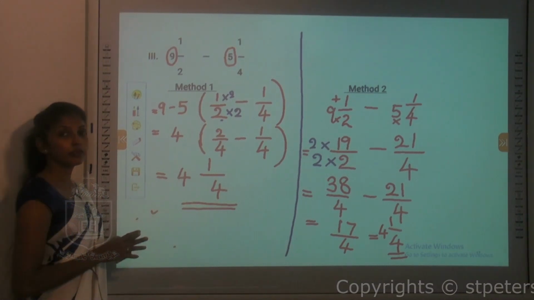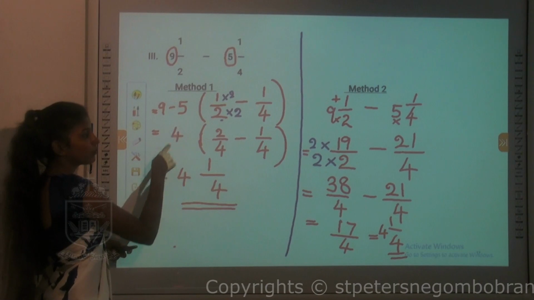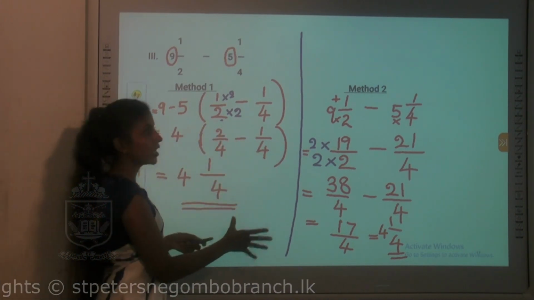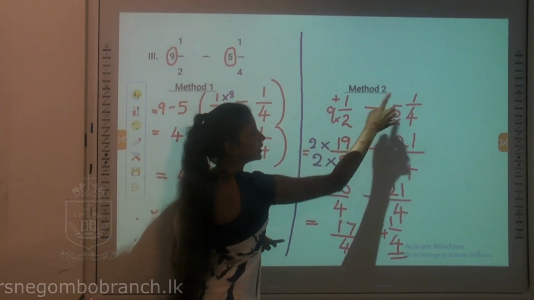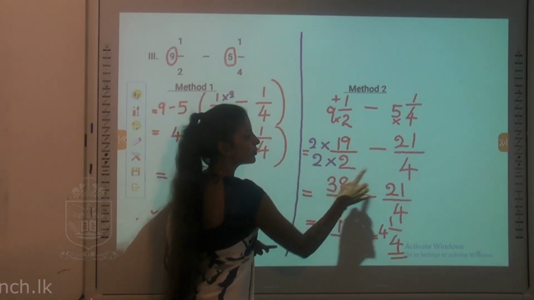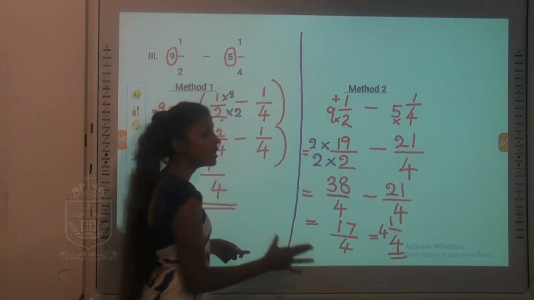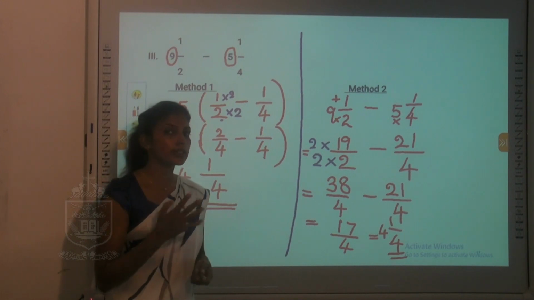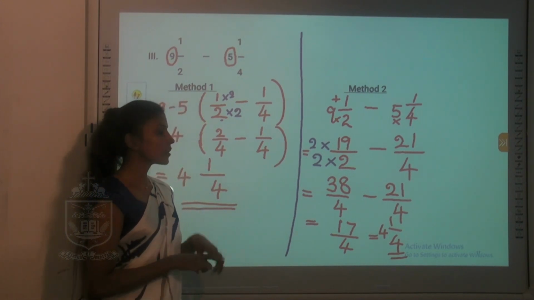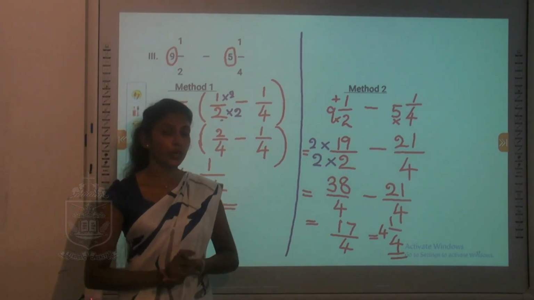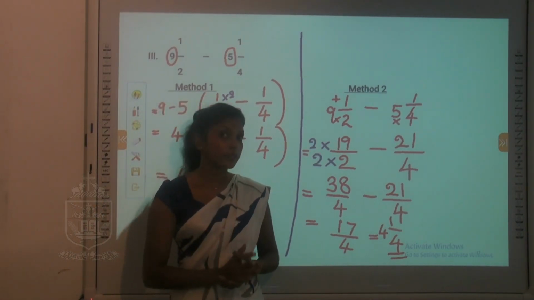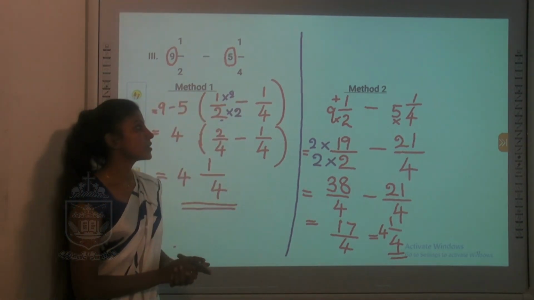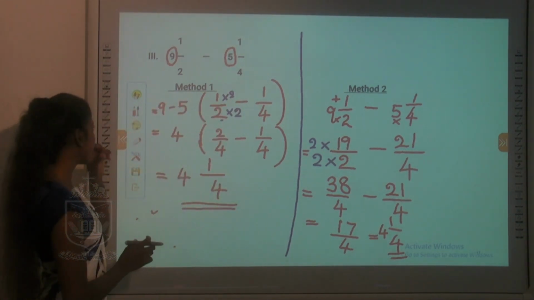Here again, if I am to revise, here you did the whole number part separately and then added the fraction part or subtracted the fraction part. And here you have converted the mixed numbers into improper fractions and then made the denominators common. And then if it is addition you added, if it is subtraction you subtracted. And then finally you have to check whether it's proper or in the simplest form. If it is improper you have to convert it into mixed. So those are the things in subtraction of mixed numbers.